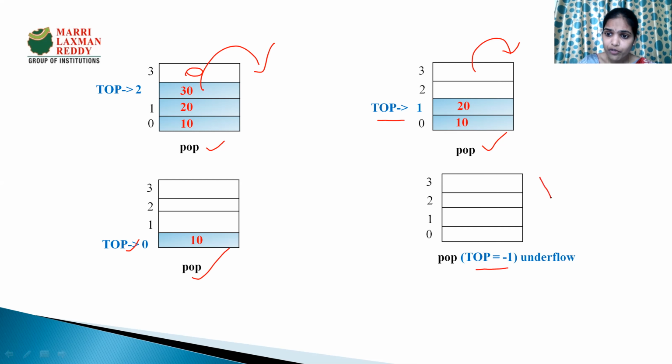Now again if I perform pop operation on the stack, it says that the stack is underflow. It means there are no elements on the stack. There is no data on the stack. Now you cannot pop out any element. That is the stack underflow condition.